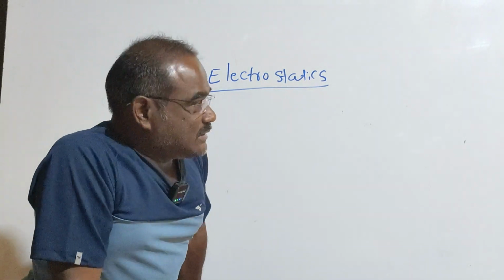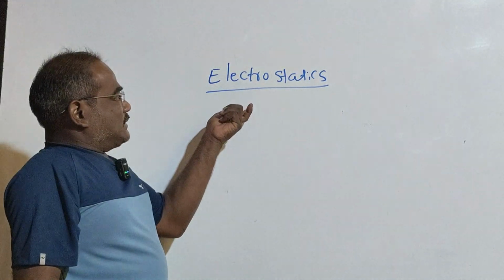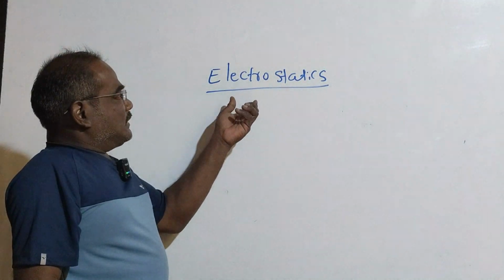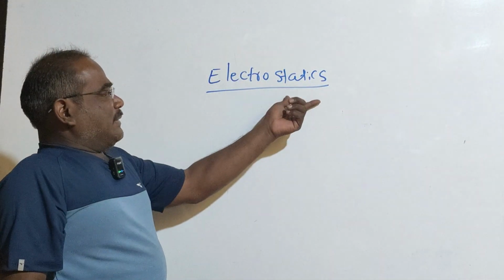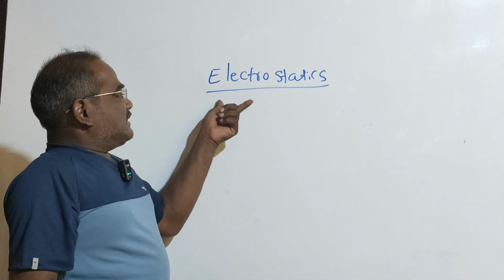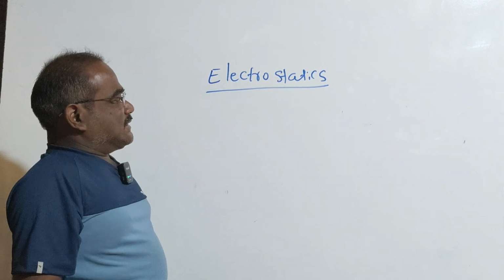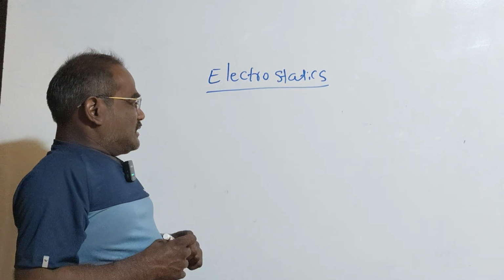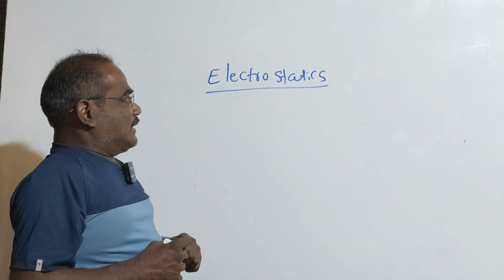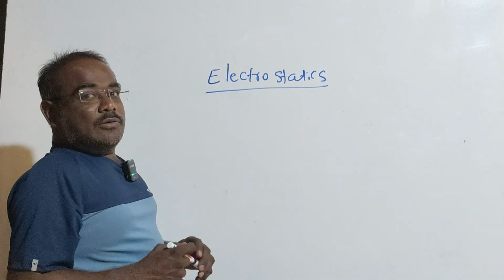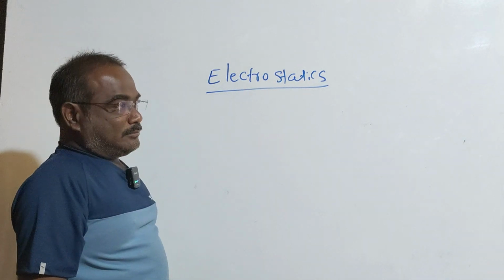Okay, let us start with electrostatics without any delay. The electrostatics chapter deals with a charge at rest. Static means rest. Electro is a terminology which deals with charge, meaning charge at rest. We need to first understand what we mean by electrostatics. So it entirely deals with the charge.